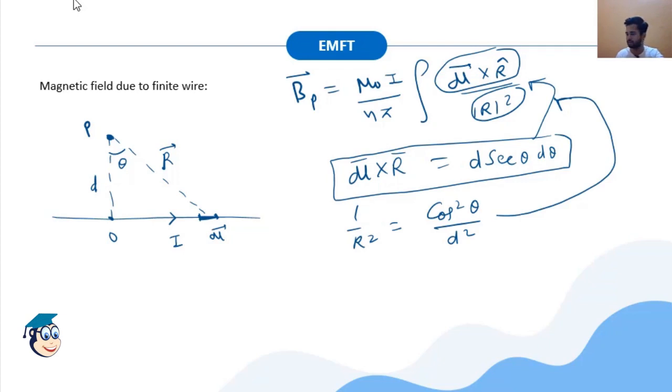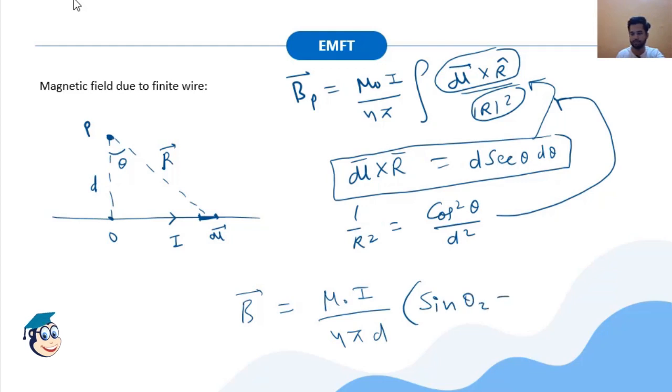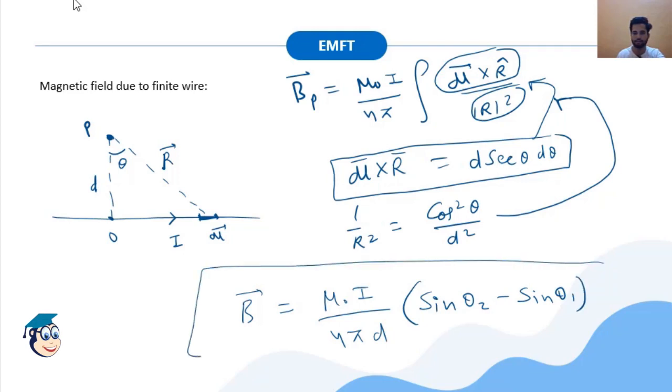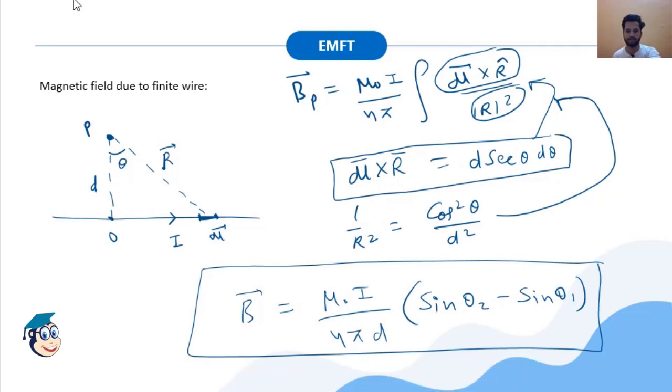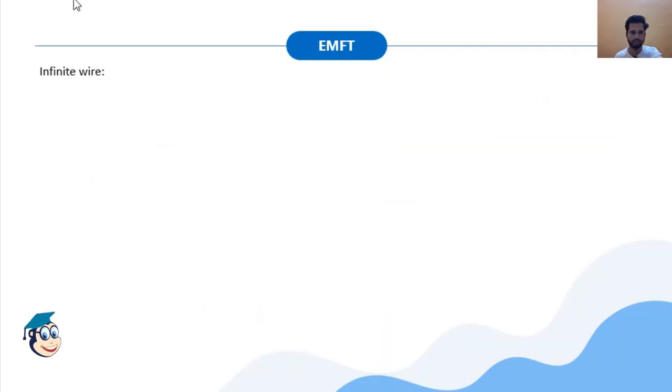You can put these values over here and integrate over the length of the wire, and you will get the magnetic field B as mu naught I over 4 pi d, where d is the height, times sine theta 2 minus sine theta 1. So note this formula. This is a very important formula, which is the magnetic field due to a finite wire. What are theta 1 and theta 2? I will show them on the next page.